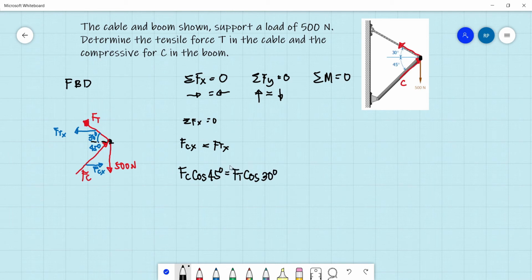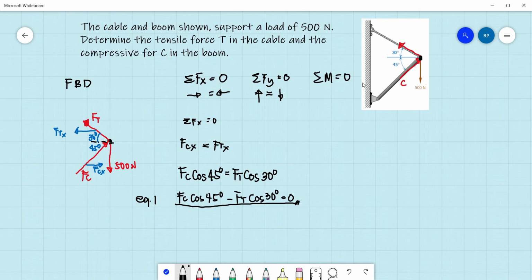All right. So with that, if we want to make it a much simpler equation, let's just say we have Fc cosine of 45 degrees minus Ft cosine of 30 degrees. This should be equal to 0. So basically, we have our first equation. I'll just go ahead and write that one on the other side. Equation 1.